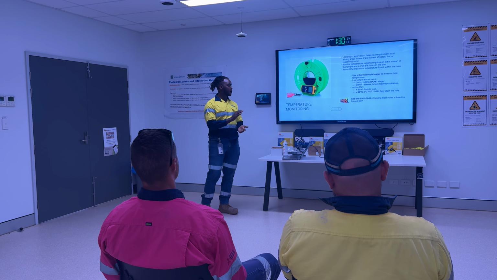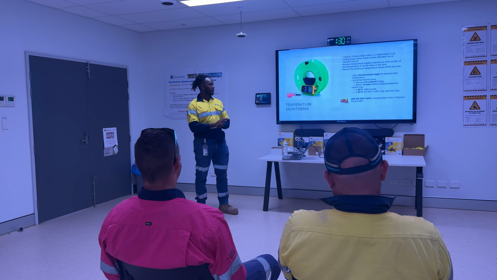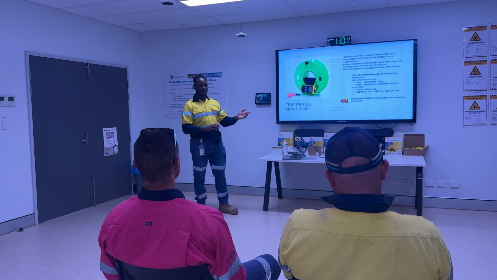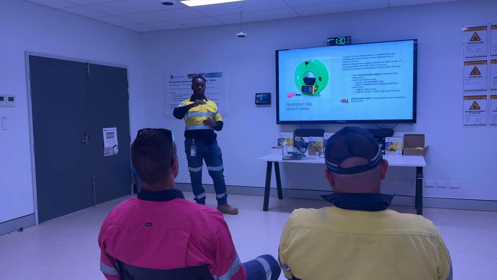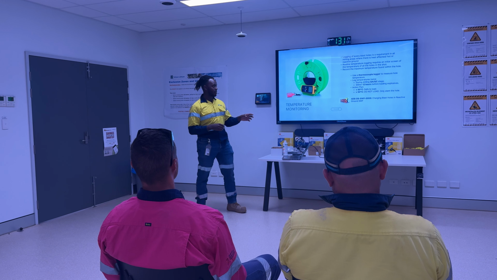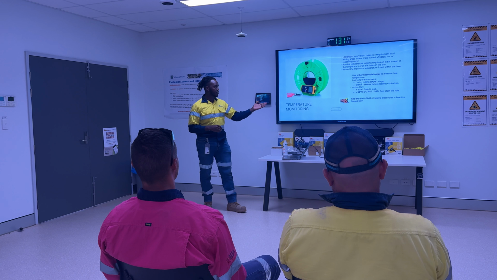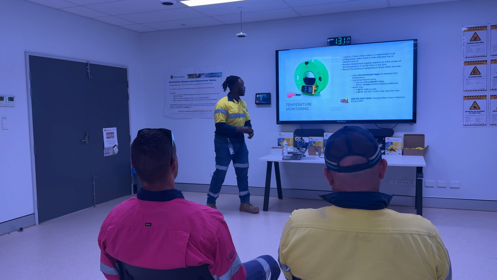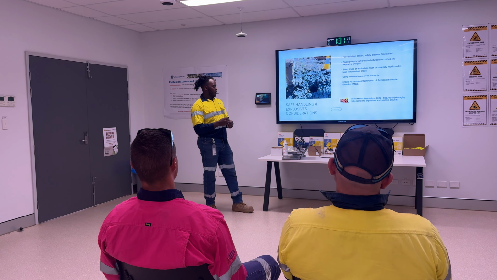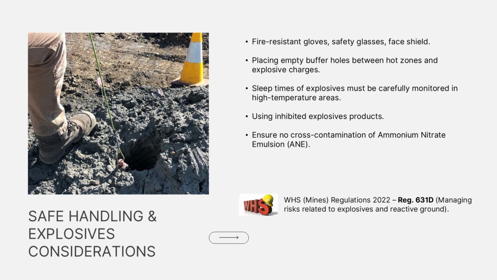Anything above 50 will not be loaded, and anything above 30, which I have not indicated there, is the threshold for changing the product type that you're loading. But anything over 50 you do not load at all. As I've mentioned, this is consistent with our charging blast holes in reactive grounds SWP. So we've measured the temperatures and we've identified those holes and isolated them.